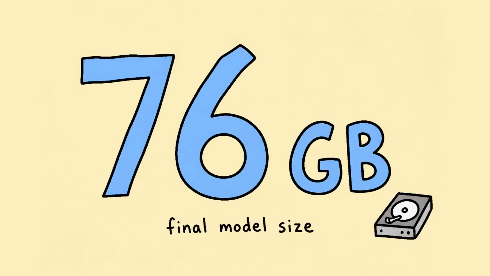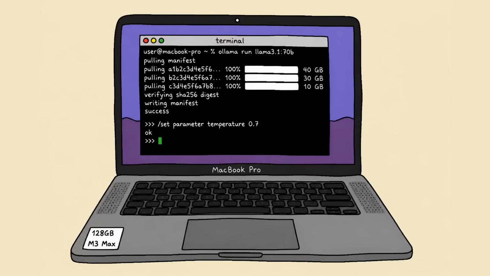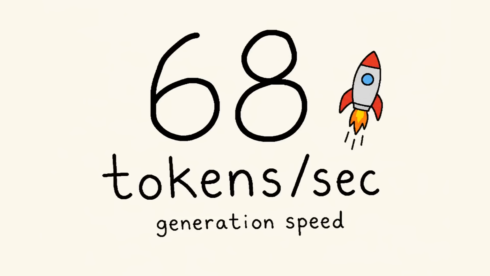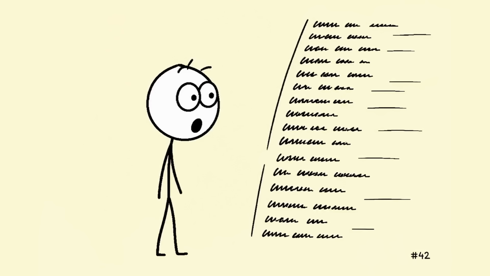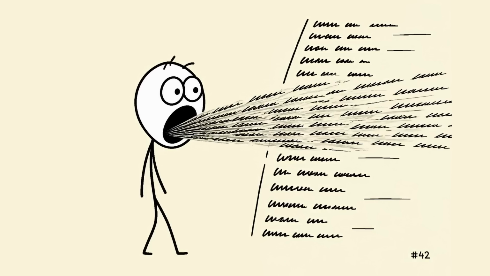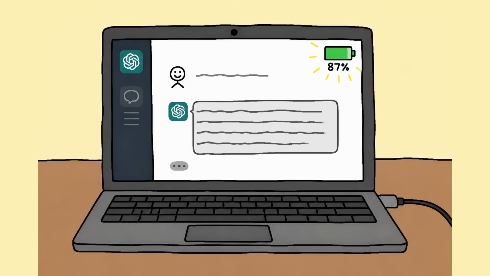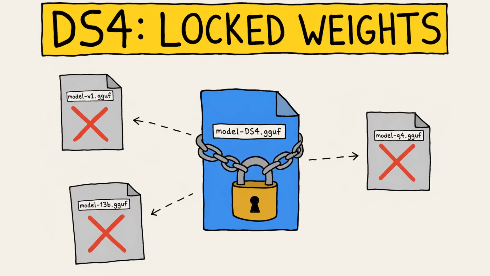And the result fits in roughly 76 gigabytes. On a 128 gig MacBook Pro M3 Max, an independent review clocked it at 26.68 tokens per second of generation. That's interactive. That's faster than you read. That's a frontier scale model answering you, on your desk, on battery. Wild.